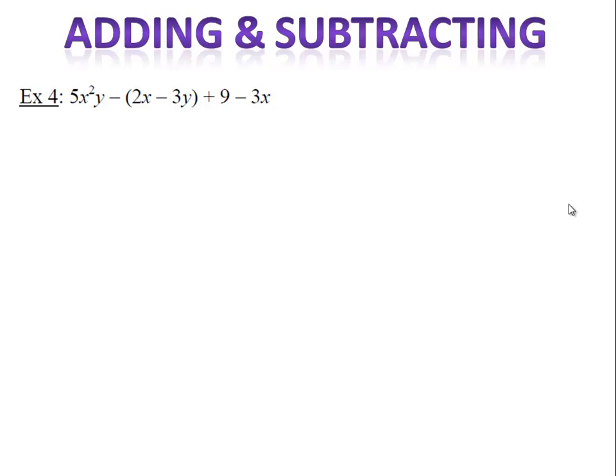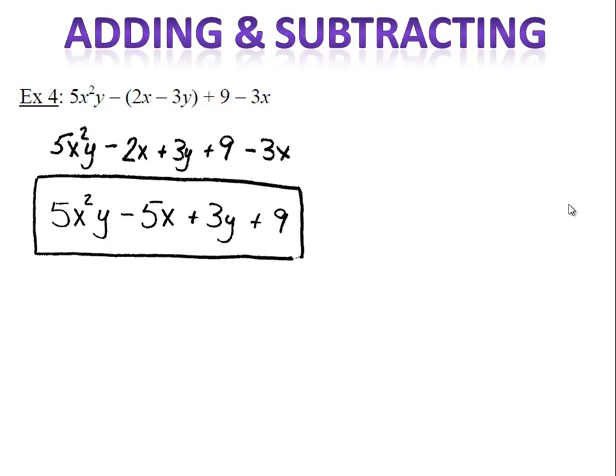Example 4 is for you to try. Once again, you see there's a minus in front of the parenthesis. Don't forget to use the distributive property. Please pause the video here. We use the distributive property. That gives us a negative 2x and a positive 3y. We combine like terms. We have 5x squared y minus 5x plus 3y plus 9.